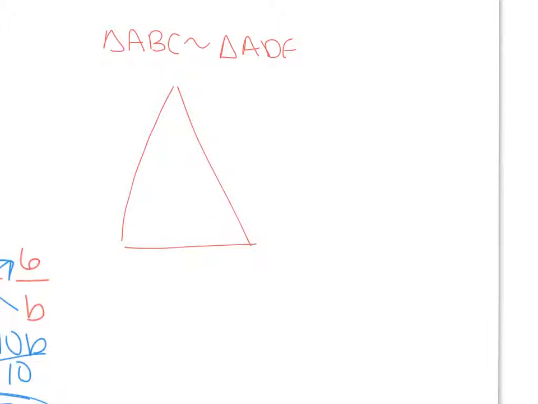This triangle is triangle ADF. So this is my second triangle, my bigger triangle. My other triangle is inside that triangle, and this is triangle ABC. So one picture, two triangles, they're similar. Angle A is congruent to angle A, well, duh. Angle B is congruent to angle D, so these ones here. And then angle C is congruent to angle F.